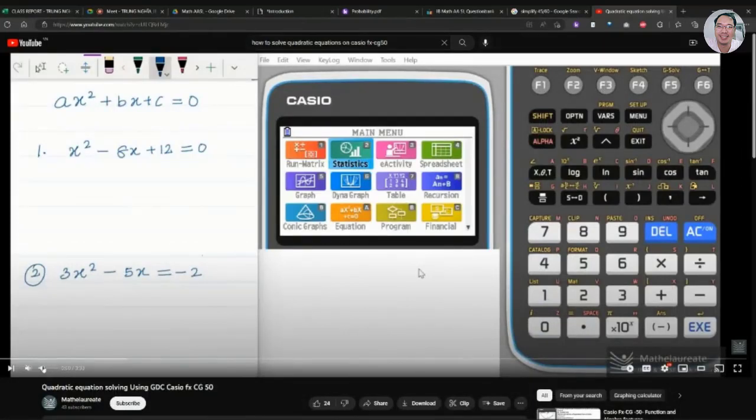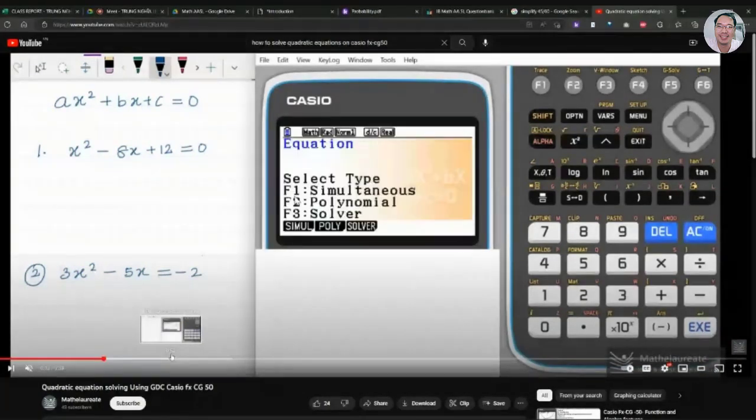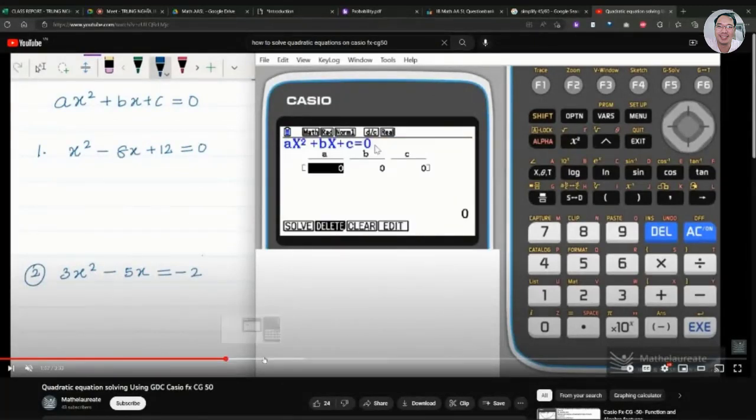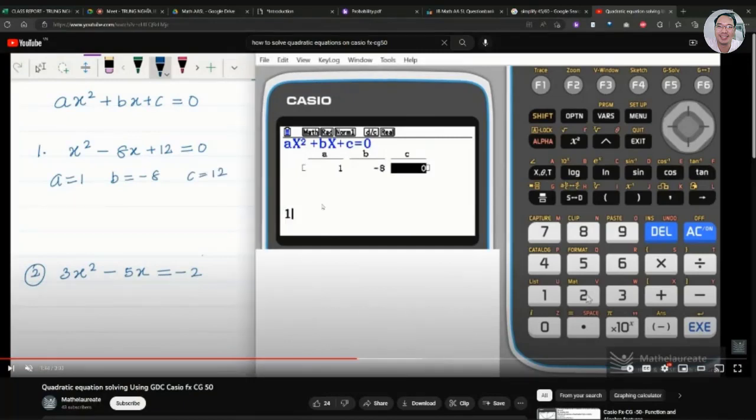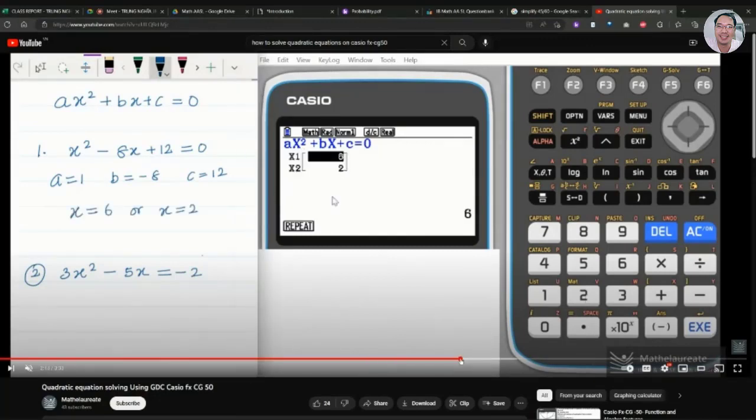So the Casio one gives two values, because we use the polynomial function. It gives an x1 and an x2 value according to the video. Do we have to pick the correct one for our question? Let me see the video. According to the video, we just need to type in the coefficients A, B, and C. Then x1, x2. This is the solution.